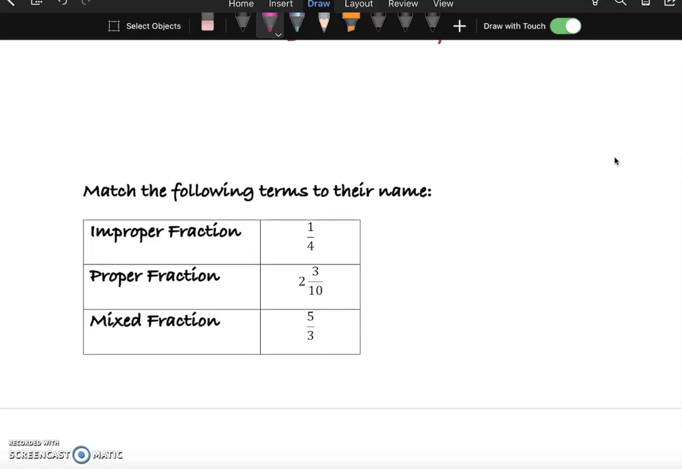Okay, let's go with the proper fraction. Proper is easy to come up with. Your numerator is smaller than the denominator, so I see number 1 is smaller than 4. This is a mixed fraction clearly, and this is pi over 3, which is improper. So it seems like I have this one here, and that one here.